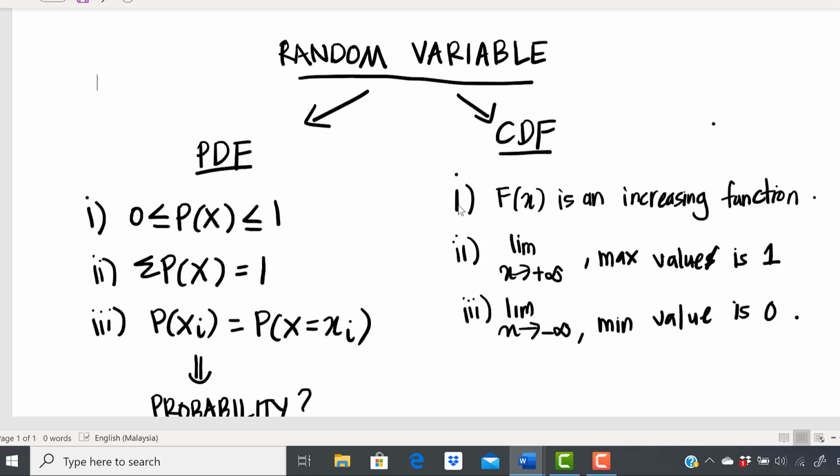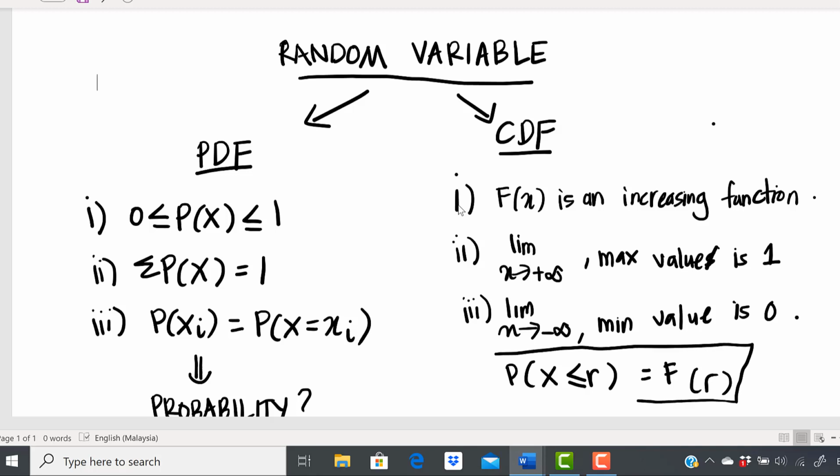The most important thing is that the probability of x less than or equal to r, where r can be any constant number, is equal to F(r). So you have to memorize this formula. The probability of x less than or equal to r is equal to the CDF of r.